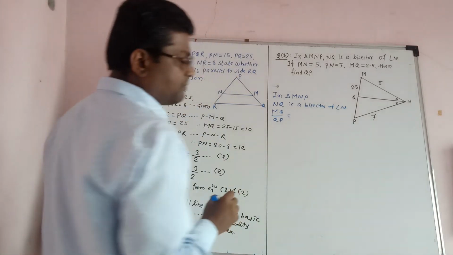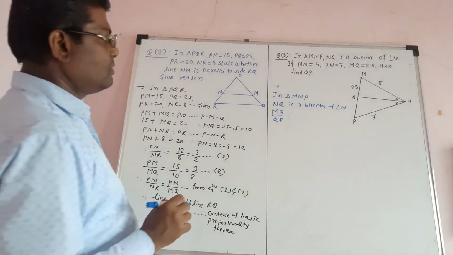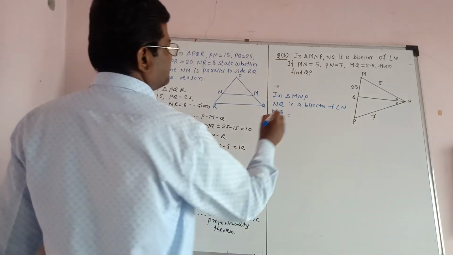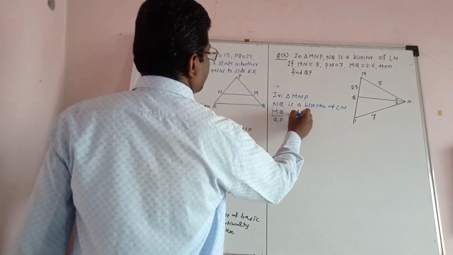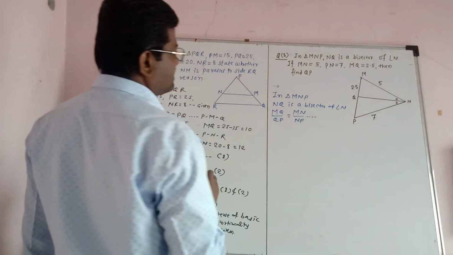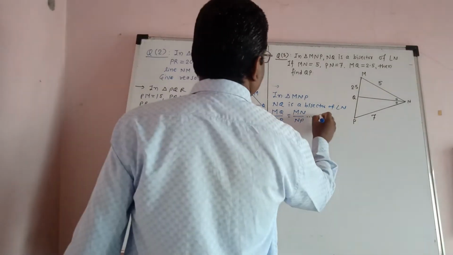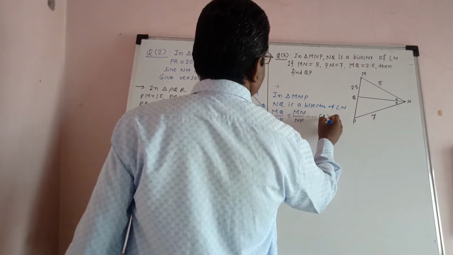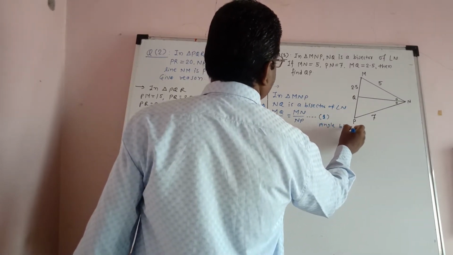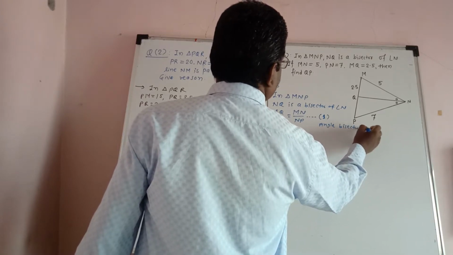MQ upon QP is equal to MN upon NP. This is equation number 1. This is angle bisector property.